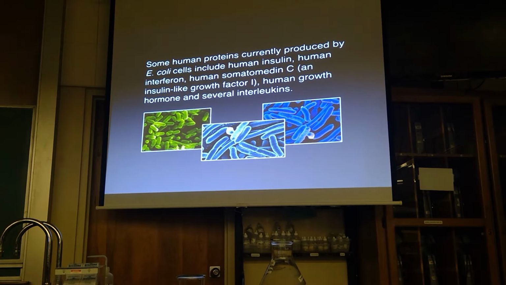So some human proteins that are currently being produced by E. coli include human insulin, also human interferon, human somatomedin C, which is an insulin-like growth factor, and human growth hormone, and several interleukins. So there's quite a number of substances that are produced by Escherichia coli now.